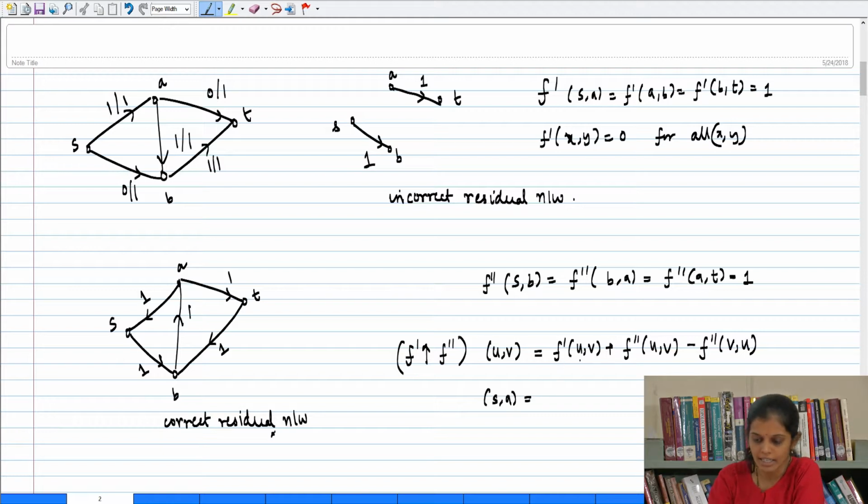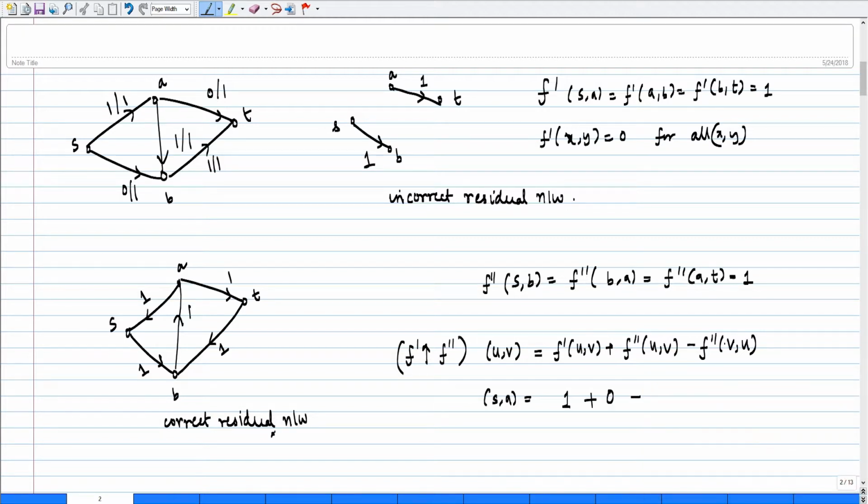F prime of SA is equal to 1, plus F double prime of SA, which is 0 because that edge is not even present in the residual network, minus F double prime of AS, which you did not send, because here you are going to send 1 over 1 on these edges. Is this fine? So this is minus 0, which happens to be 1. So the augmented flow along this edge continues to be 1 unit.